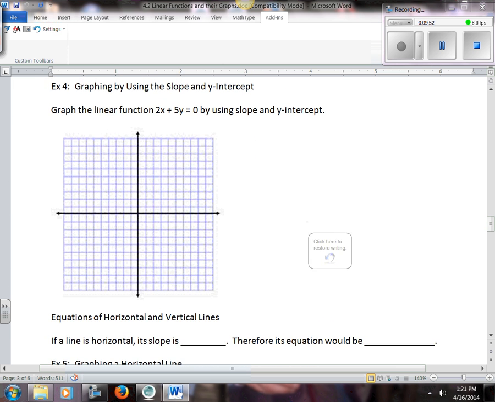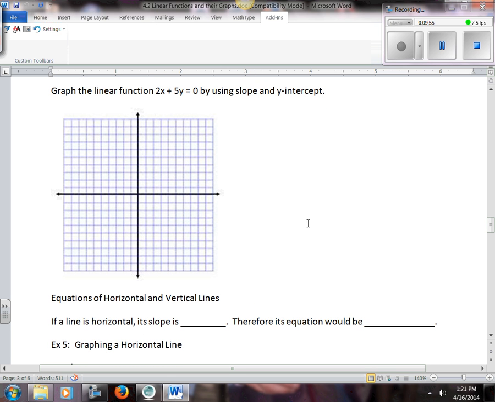So we're going to graph by using slope and y-intercept my function 2x plus 5y equals 0. So in order to graph this using slope and y-intercept, I first have to solve it so that I have a slope and y-intercept, which means I need to solve for y. So we want to get y by itself. Well, obviously this 2x is in the way, so let's take it and move it to the other side. We still have that 5 that needs to be moved, so we're going to divide both sides by 5. And we get y equals negative 2/5 x.